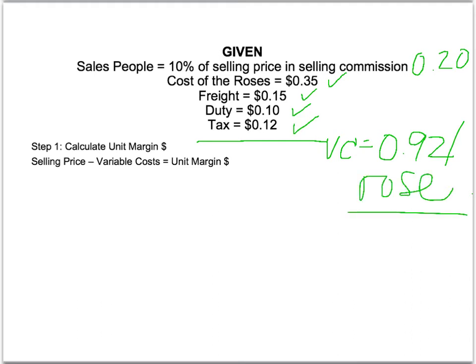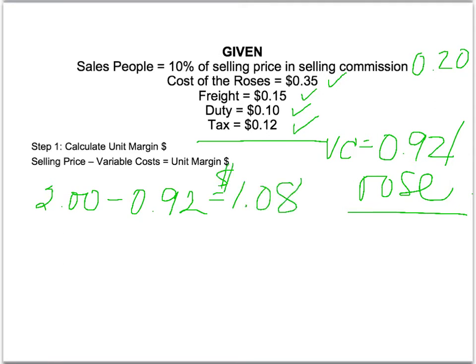Every time you see a cost that is expressed per unit, it's going to be a variable cost. So your selling price in this case was $2. We've decided variable costs were 92 cents, therefore our unit margin is $1.08. We're going to need that for the next step, so keep that number in mind.